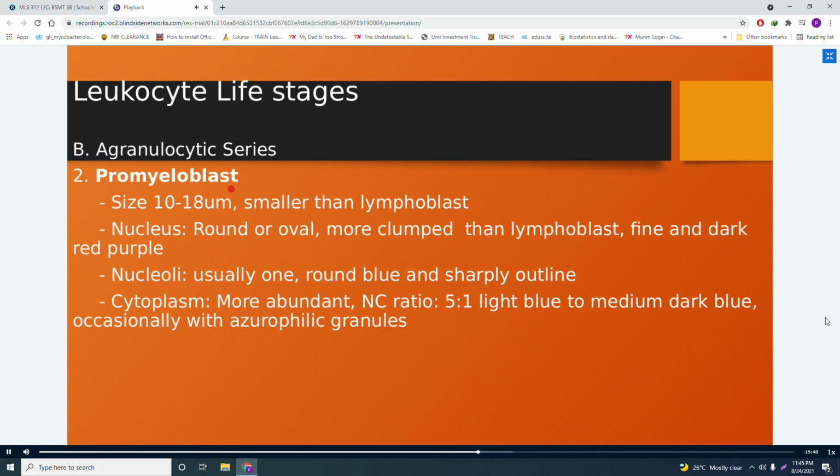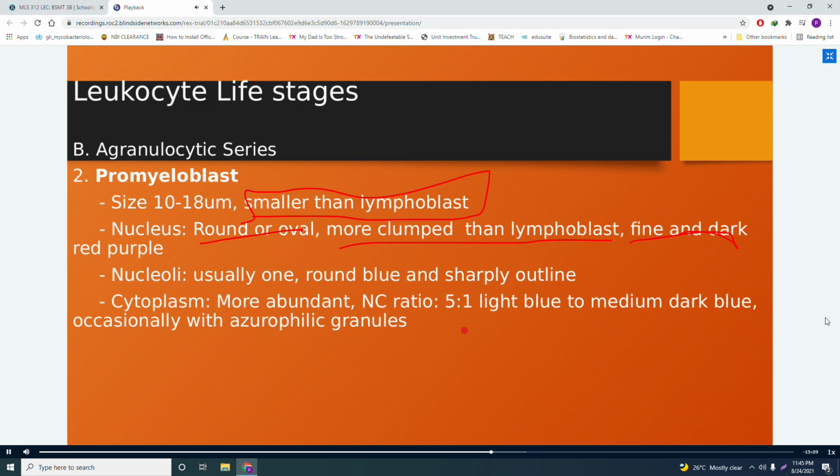Now we have your pro-myeloblasts. Again, we also have the prefix pro. Size 10 to 18 micra and is smaller than your lymphoblasts. The nucleus can be round or oval, more clumped than lymphoblasts, and can be fine to dark, and has the color dark red purple. Nucleoli is usually one. It is round, blue, and sharply outlined.